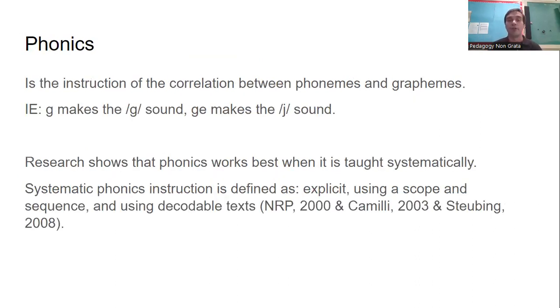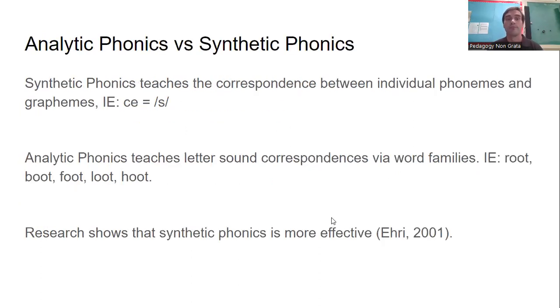Phonics is the instruction of the correlation between phonemes and graphemes. So an example, G makes the G sound, and GE makes the J sound. Research shows that phonics works best when it's taught systematically. Systematic phonics is defined as instruction that includes explicit instruction, uses a scope and sequence, and uses decodable text.